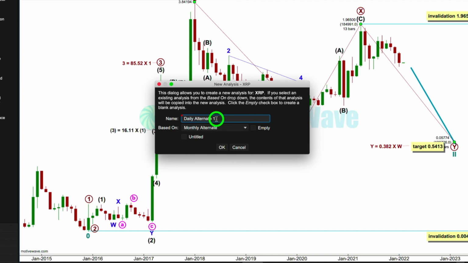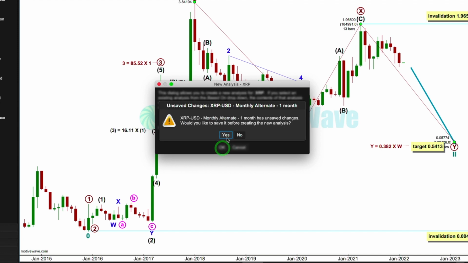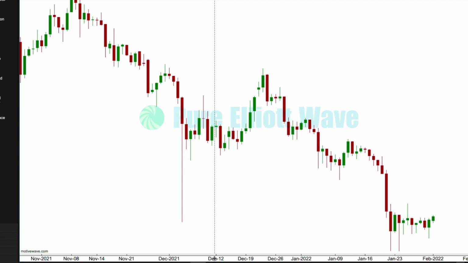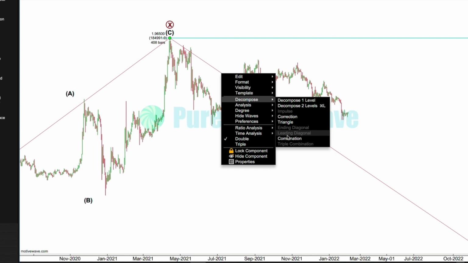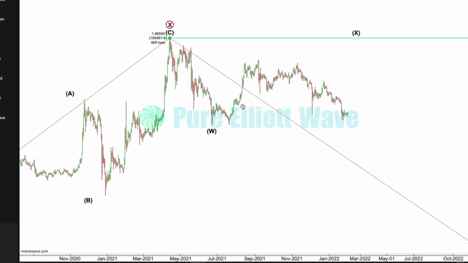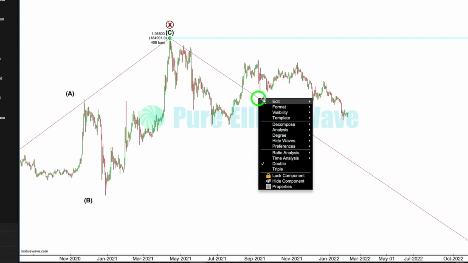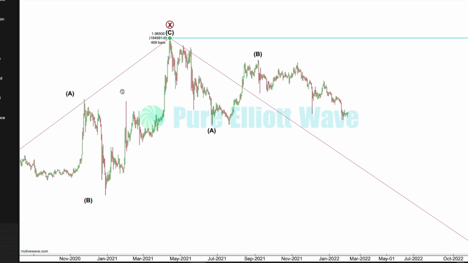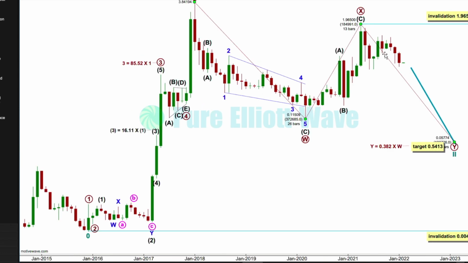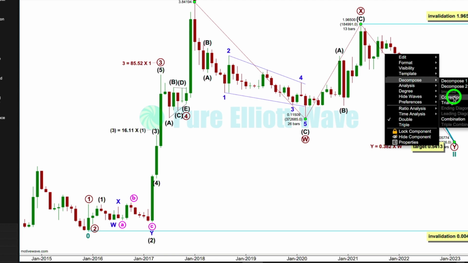I'll still label this alternate, but I suspect it actually has a higher probability at this point. So if X ends there, what's Y going to be? If we want to continue, no, sorry, that's a rule violation. Should be ABC. There we go. If we want to consider Y as a flat correction, I don't think A would be done yet.